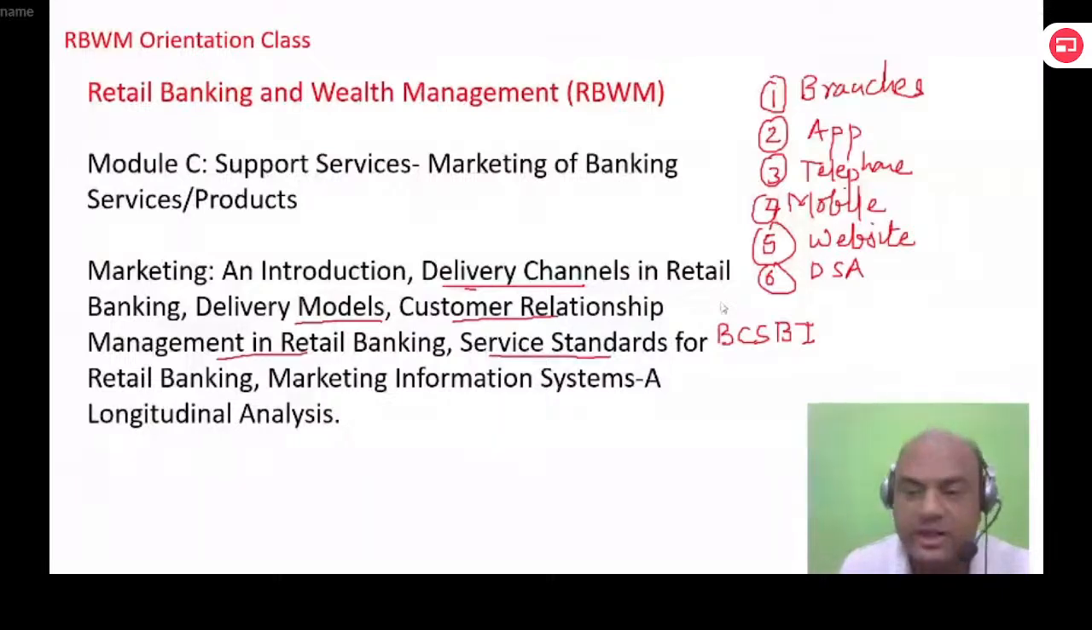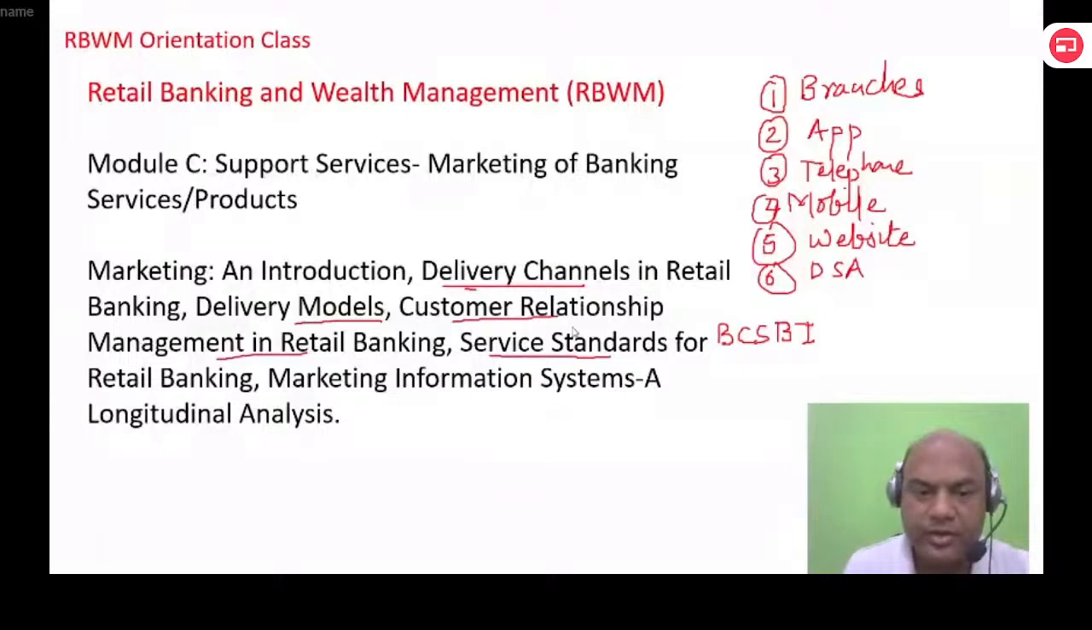So this is service standards. How many of you have read that document? Type frankly. Nobody is going to question you on this. Frankly, type it if you have seen those documents. What all documents are there? Many of us don't even know what documents are being tied over there. So one of them is BCSBI, service standards.